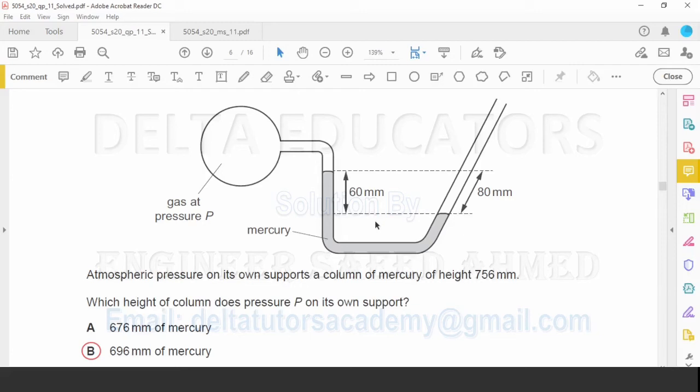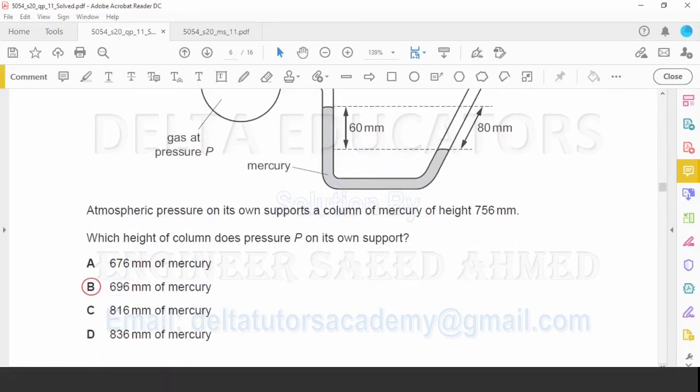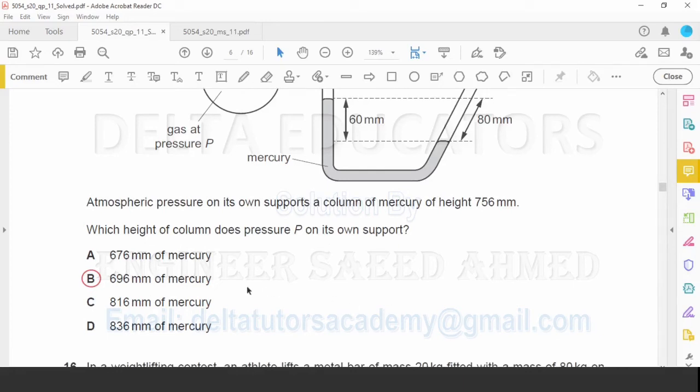Now we have to find out the pressure exerted by the gas. Pressure exerted by the gas will be equal to atmospheric pressure, that is given 756, minus the difference in the column height. Here the liquid level is up to this point. Whatever the difference here, this difference we have to subtract from the atmospheric pressure. We have to subtract this 60 from 756. When we subtract 60 from 756, we get 696, and 696 millimeter is given in option B. So the correct option is option B.